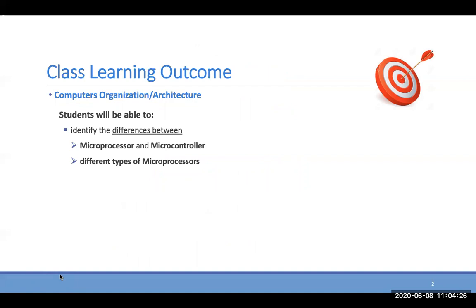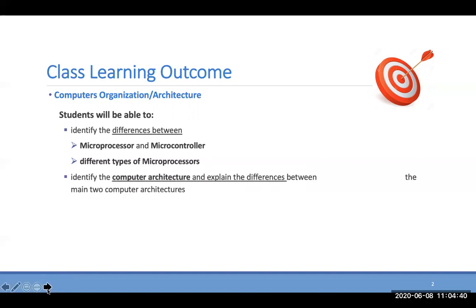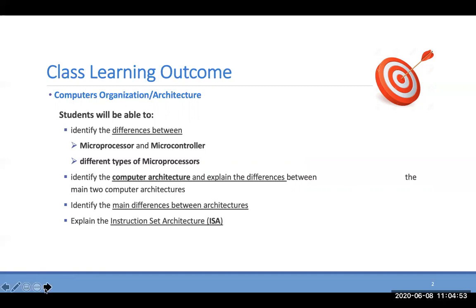Okay, so hopefully in today's slides, you can understand the differences between a microprocessor and a microcontroller, what they are, and the differences between them. I also hope that you understand the differences between the main two computer architectures, identify the core differences in an architecture, and understand what instruction set architecture is.